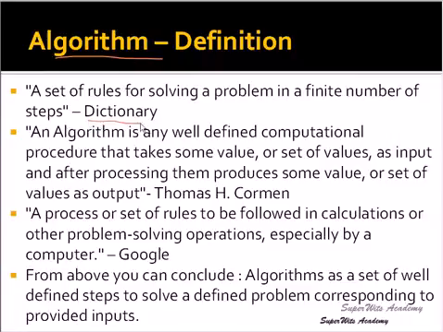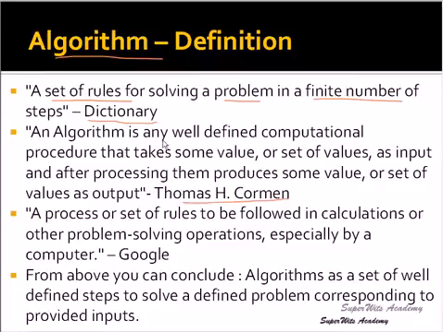The very first one, which I picked from the dictionary, says: a set of rules for solving a problem in a finite number of steps. So it is very important. Certain rules you define for solving your problem, but there must be a finite number of steps, right? Now the second one comes from the author Thomas H. Cormen. He is an author of Introduction to Algorithms, which is an MIT Press book, right?